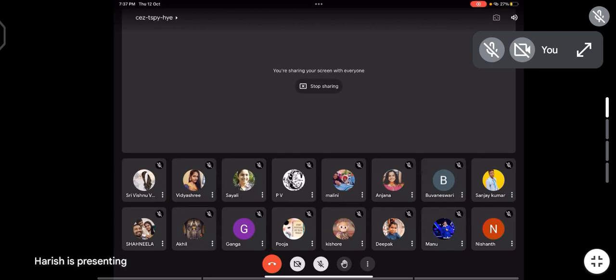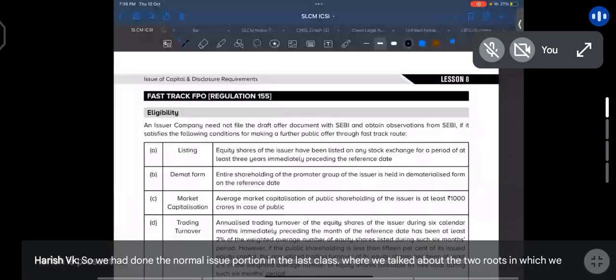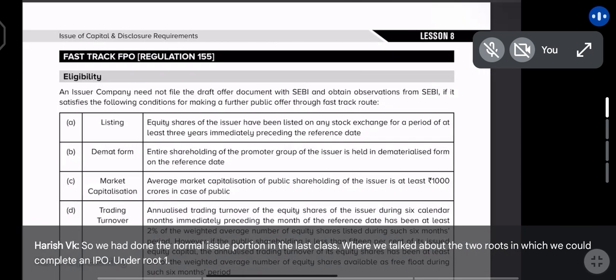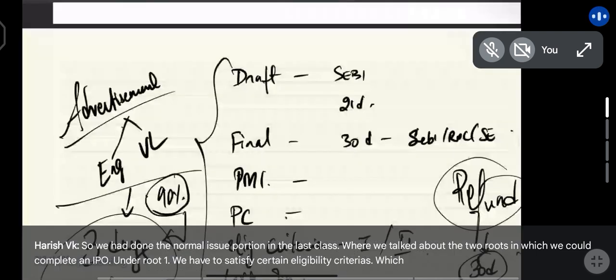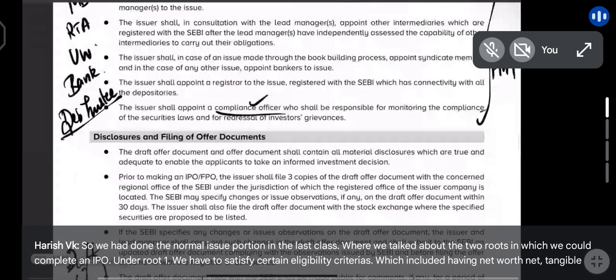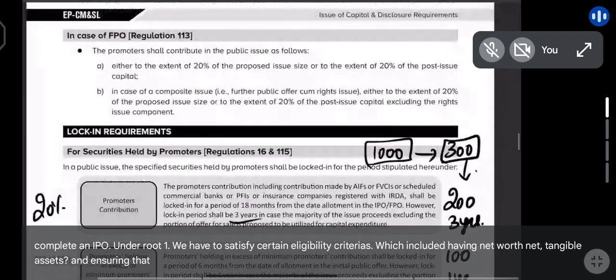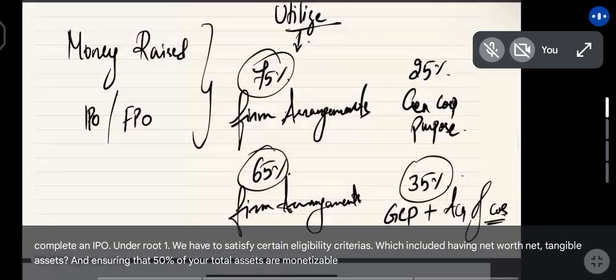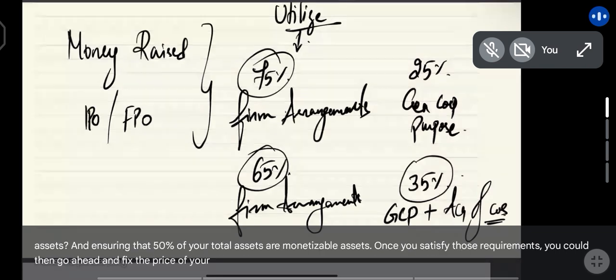We talked about the two routes in which we could complete an IPO. Under route 1, you have to satisfy certain eligibility criteria, which included having net worth, net tangible assets, and ensuring that 50% of your total assets are monetizable assets. Once you satisfy those requirements, you could then go ahead and fix the price of your own company's shares yourself.